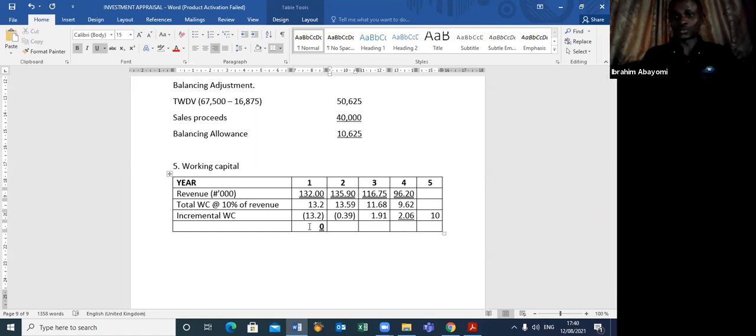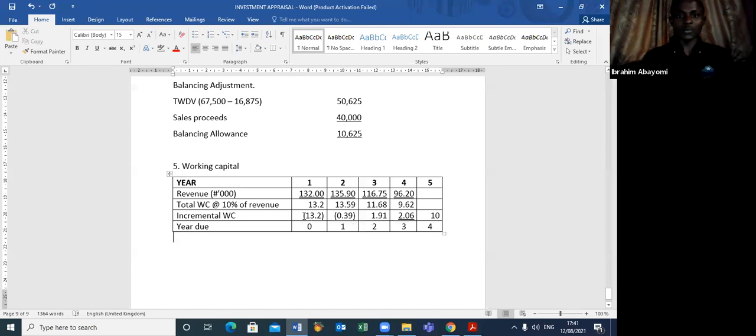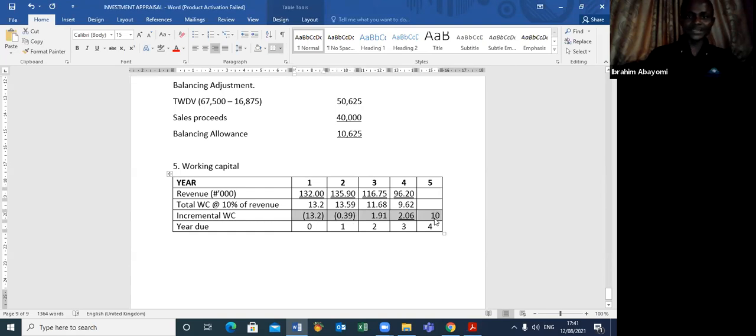The beginning of year 2 is year 1. The beginning of year 3 is year 2. The beginning of year 4 is year 3. The beginning of year 5 is year 4. So this is the year due. This is the year where you are going to treat this working capital. So what will I do? I will copy this working capital here and put it in the what?